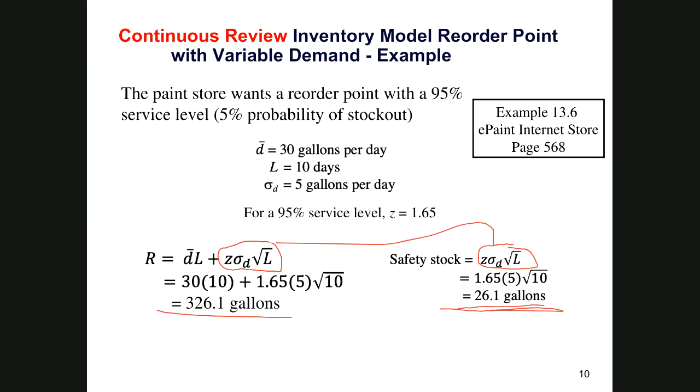Again, continuous review model, and for variable demand, we are calculating a reorder point, which is going to be different from when we see our periodic review inventory model in the next video.